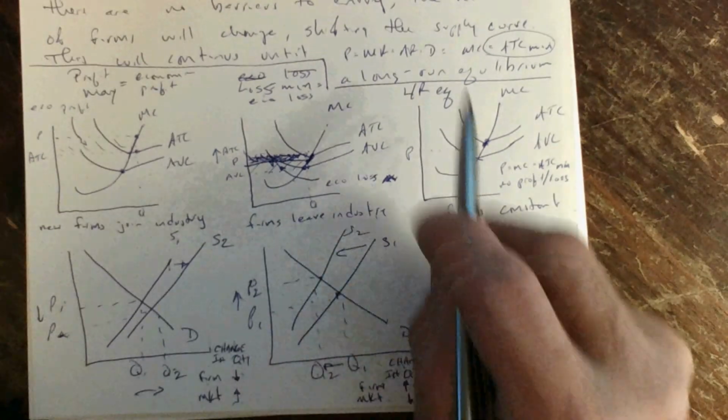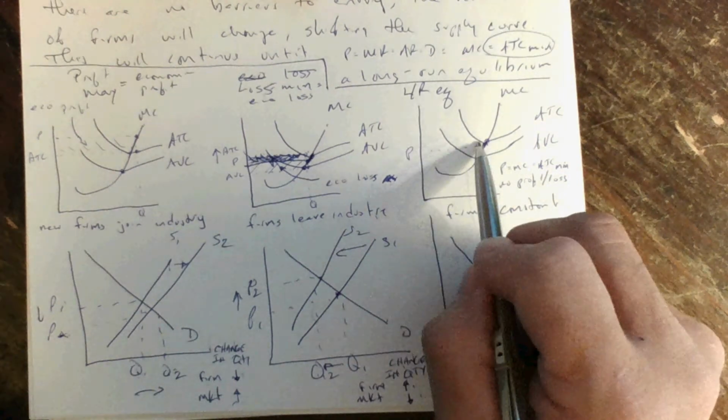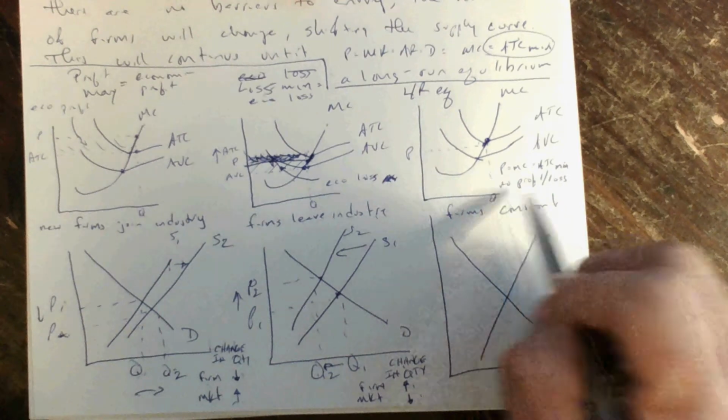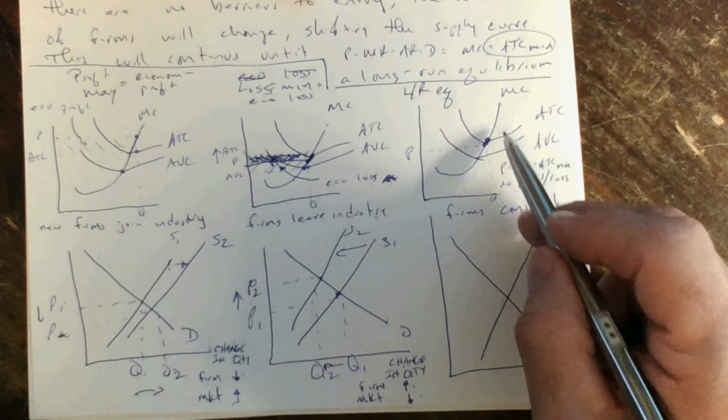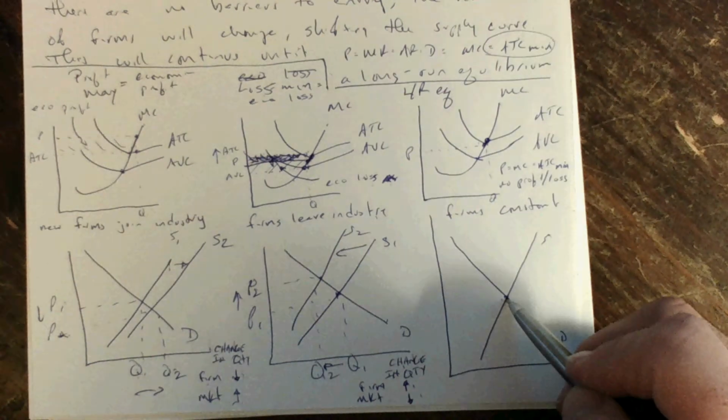If, though, we're in a long-run equilibrium, then price equals marginal cost, and that will happen at average total cost min. There will be a triple equality here. And there will be no reason, since there's no economic profit or loss, for firms to enter or leave the industry, and that is a long-run stable equilibrium.